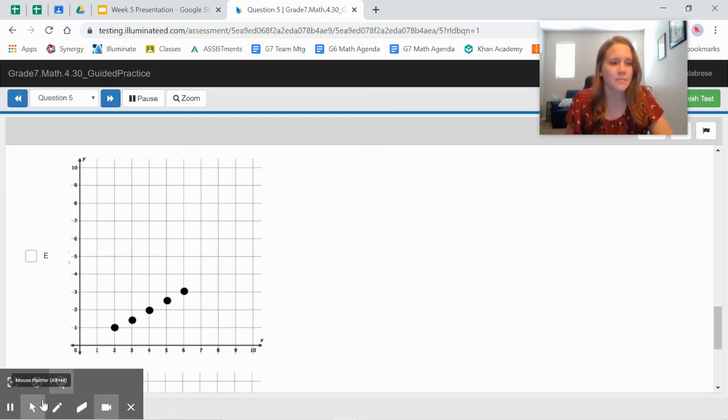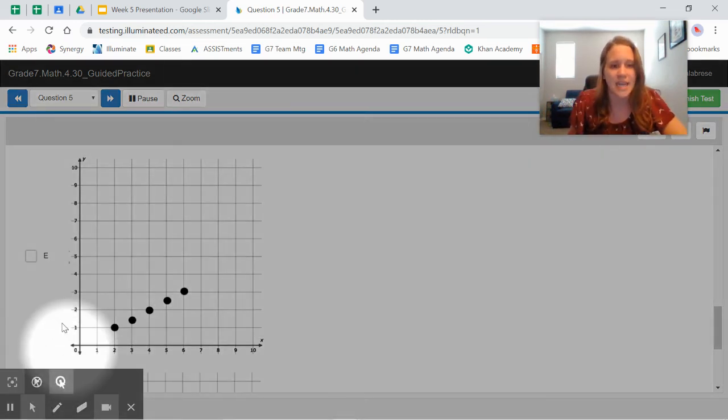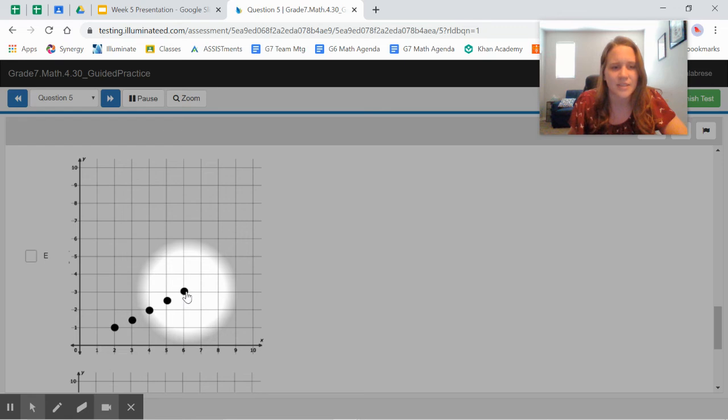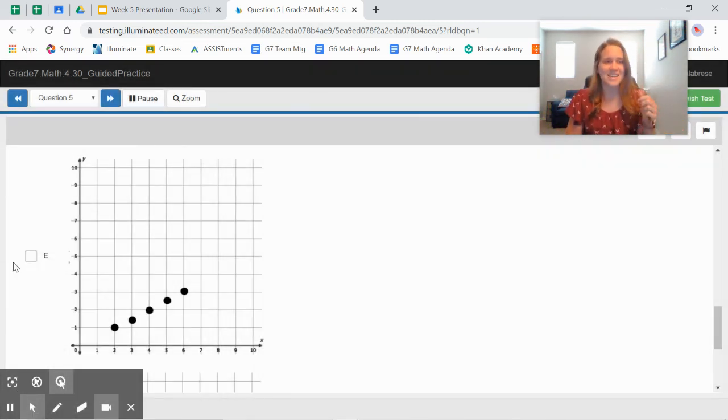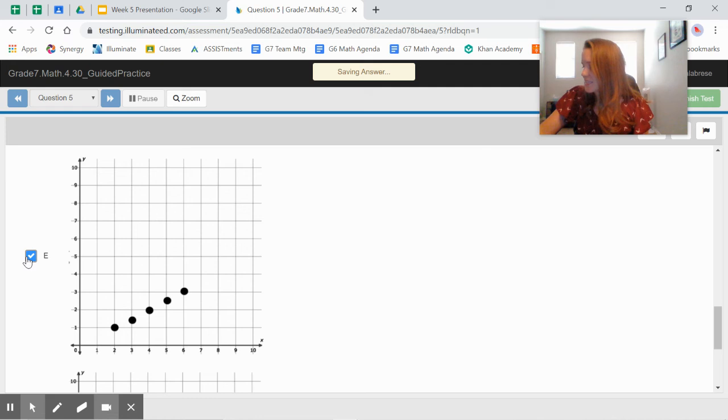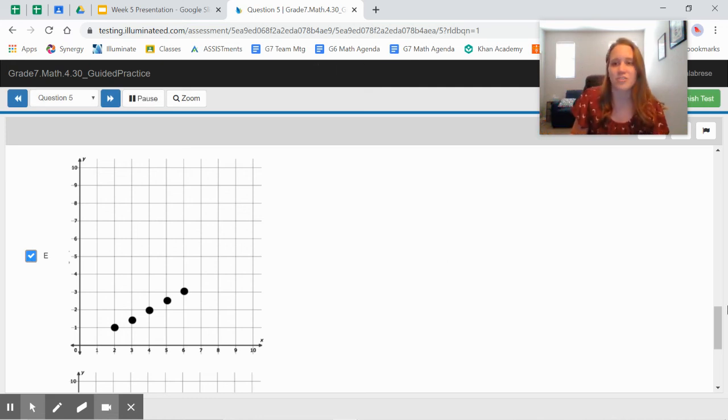Let's see. I'm going to use that same kind of strategy. I'm going to go over 1 box and down half a box. Over 1 box, down half. Over 1, down half. I'm going to keep going. You ready? Over 1, down half. Over 1, down half. Wow, I would land on 0, 0. This one tricked me the first time because of those half boxes. So E, yes, is proportional. E is PR, proportional relationship.